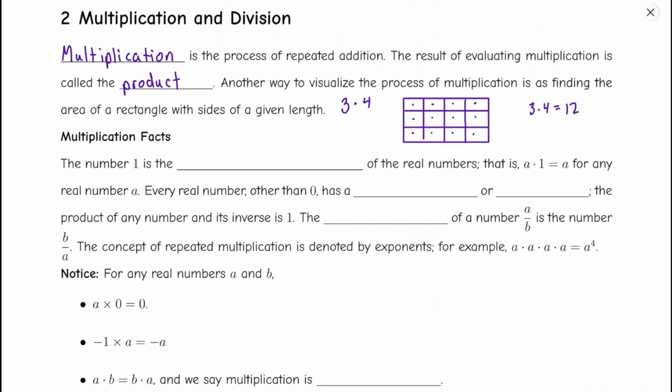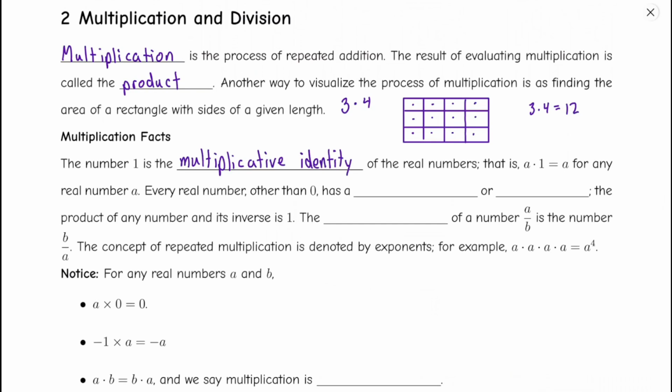Now some multiplication facts. The number 1 is the multiplicative identity of the real numbers. That is, a times 1 equals a for any real number a. So just like with the additive identity, this is where you multiply by a number and that number stays the same, where the additive identity was 0, where you add it to any number and the number stays the same.